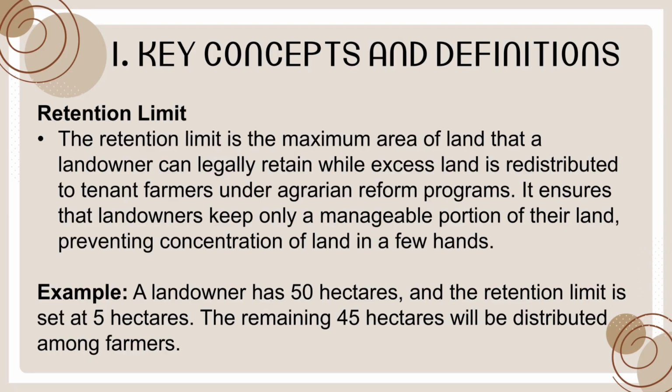And I also have another example. So if a landowner owns 30 hectares and the retention limit is 5 hectares, the owner keeps 5 hectares. And what will the remaining be? That is 25 hectares. So those 25 hectares will be distributed to the farmers. This allows many families to benefit instead of only one wealthy family.